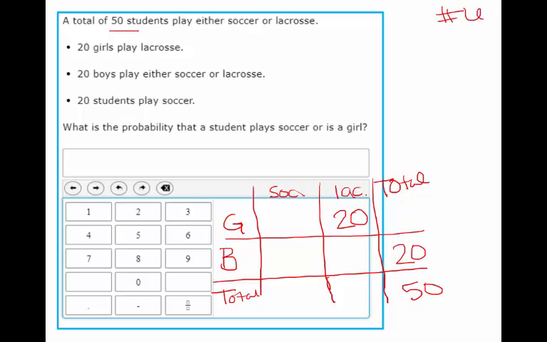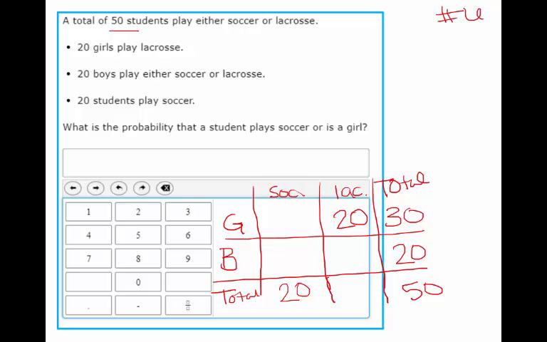20 students play soccer. So underneath of soccer, if you go to soccer and then you go down, this one should be 20 because regardless of whether it was a girl or a boy, it should add up to 20. Now we can fill in the other pieces. If we know that there's 20 boys out of the 50, that makes this 30. All of your categories, rows, your columns, they should all add up going across or going up and down.